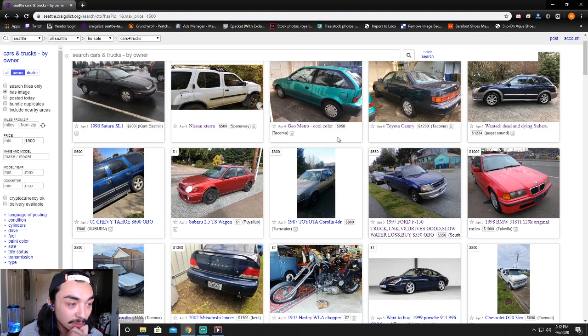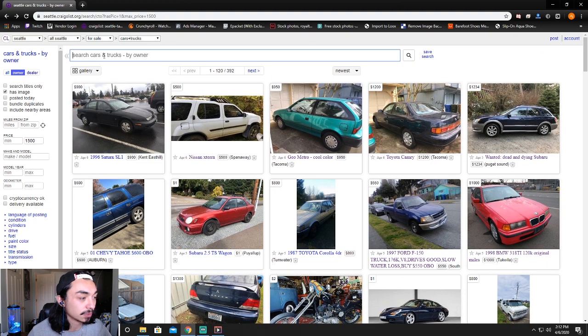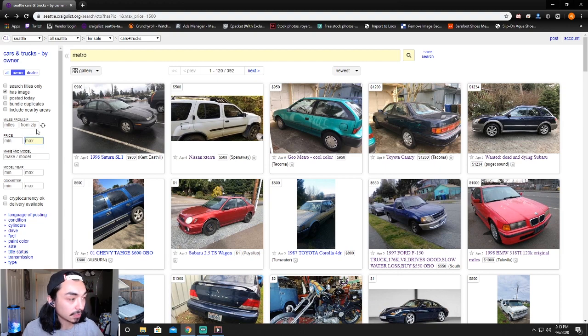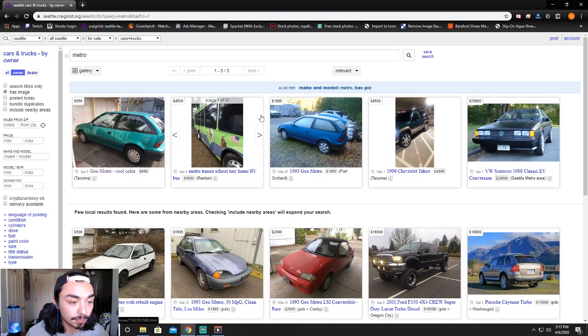People love these Metros, dude. Let's look at Metros. Let's look at Metros and take off the $1,500 cap. So I just want to see all the Metros. This one's $1,800.